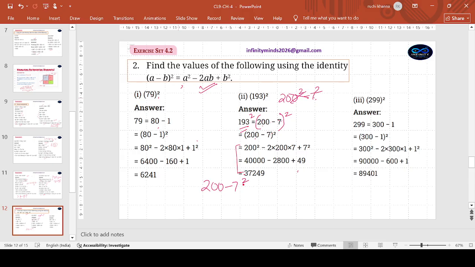Do whole square, write only 7 square. This is square of 7. This is square of both. We have to do squaring of the bracket. Okay. Be clear of these small errors which you may make, or which you may have been doing in the past, but no more now, class 9 onwards.